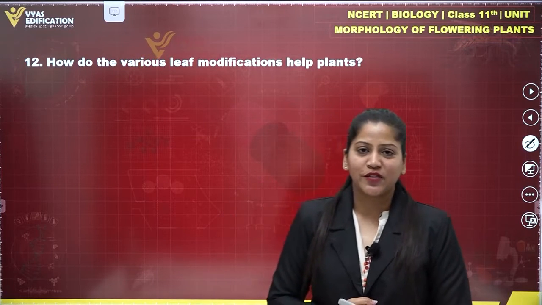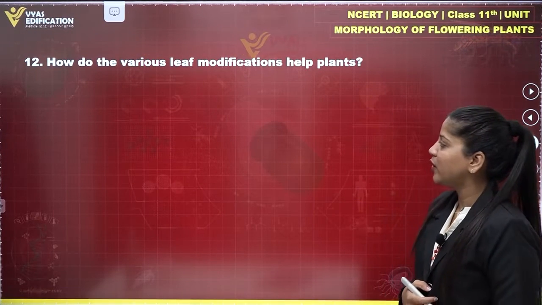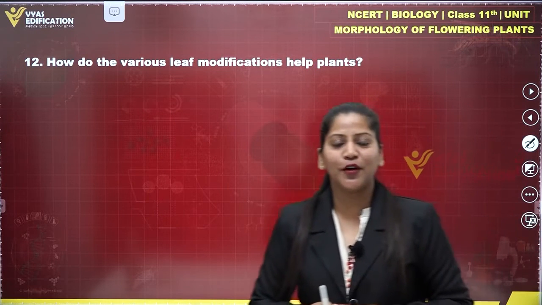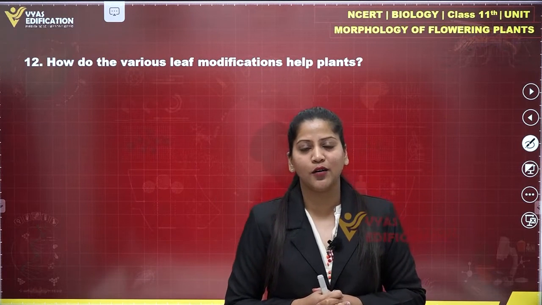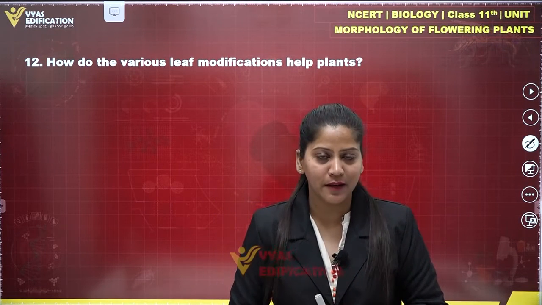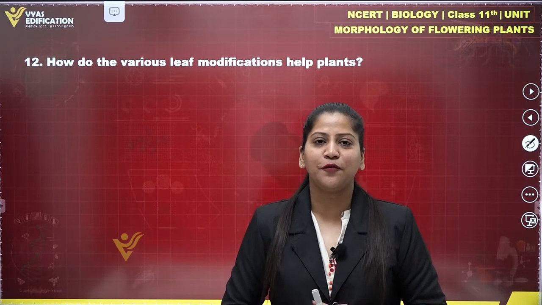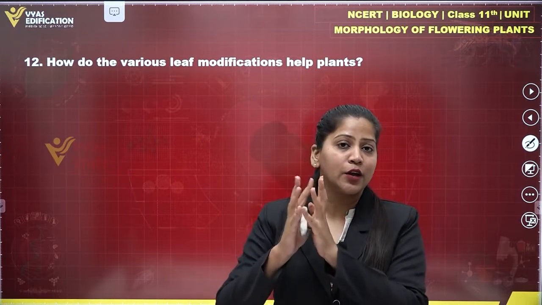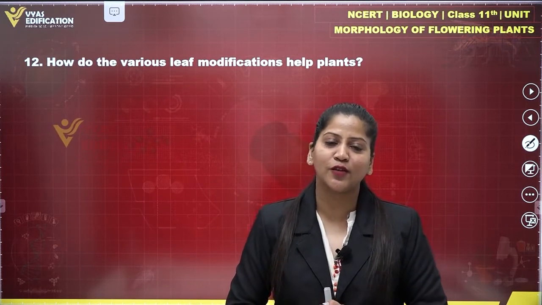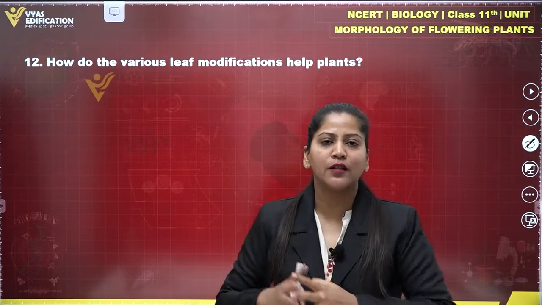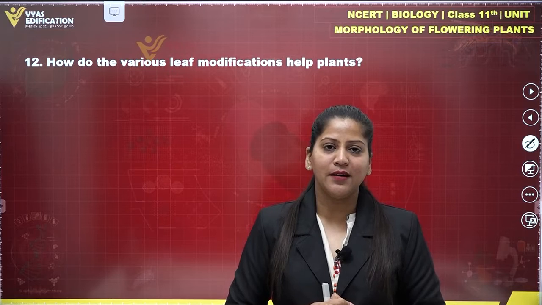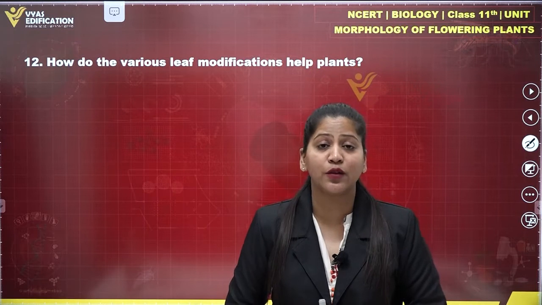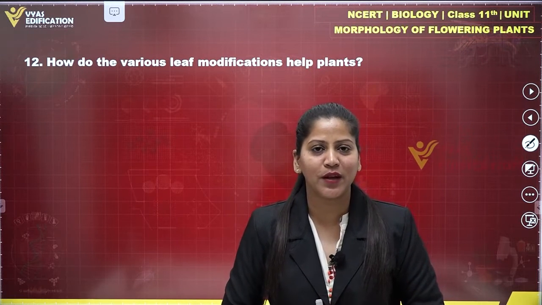Now let's talk about the next question, that is question number 12. So this question is asking, how do the various leaf modifications help in plants? So first of all, we know that leaves are the vegetative structures of a plant which is concerned with the process of photosynthesis. That means leaves are not concerned with sexual reproduction in plants. These are just the vegetative parts of a plant which perform photosynthesis. That means the leaves are capable of synthesizing food in them.